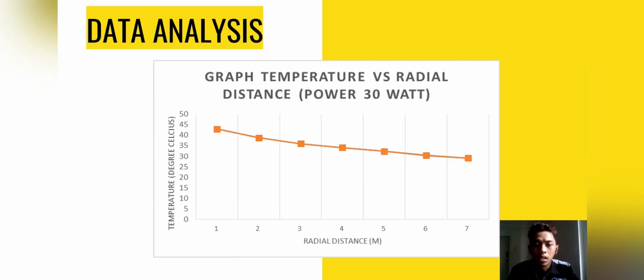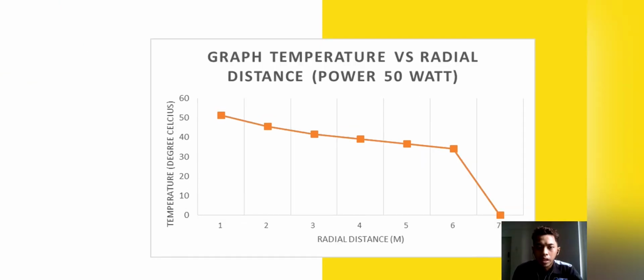So this is the data analysis from our experiment, which is the graph of temperature versus radial distance for the power of 30 watt. What we can see from here is that the temperature is decreasing from temperature 1 until temperature 7. And this is our graph of temperature versus radial distance for the power of 50 watt. As you can see, the temperature is also decreasing from temperature 1 until temperature 6. But at temperature 7, it is 0. It is because the result is an error.